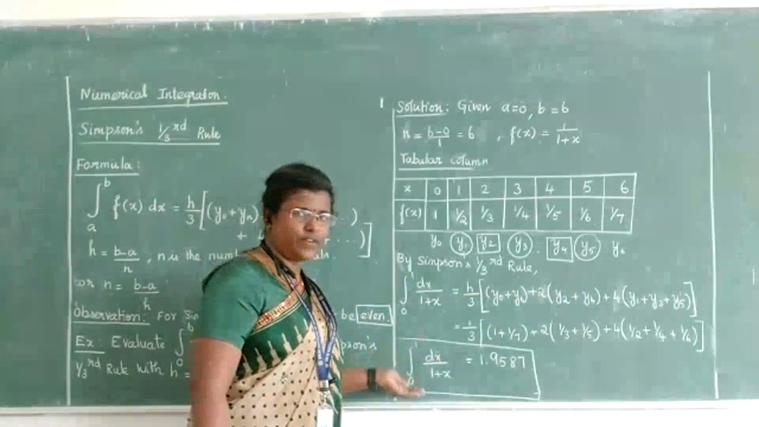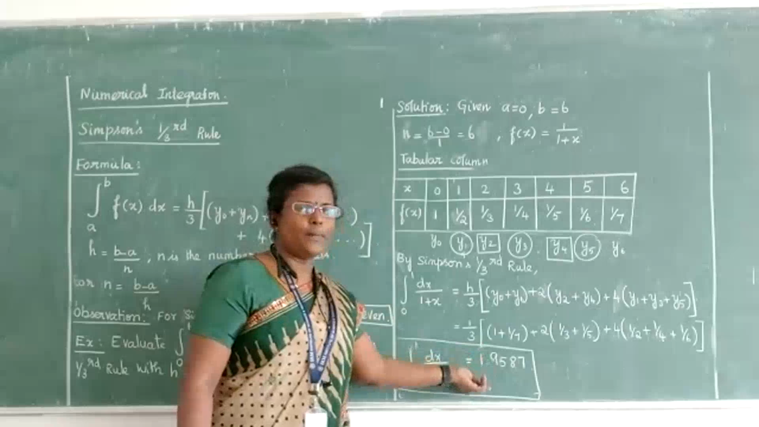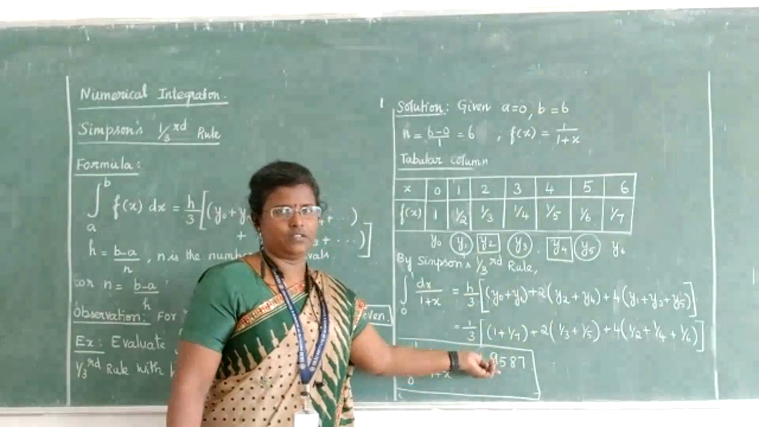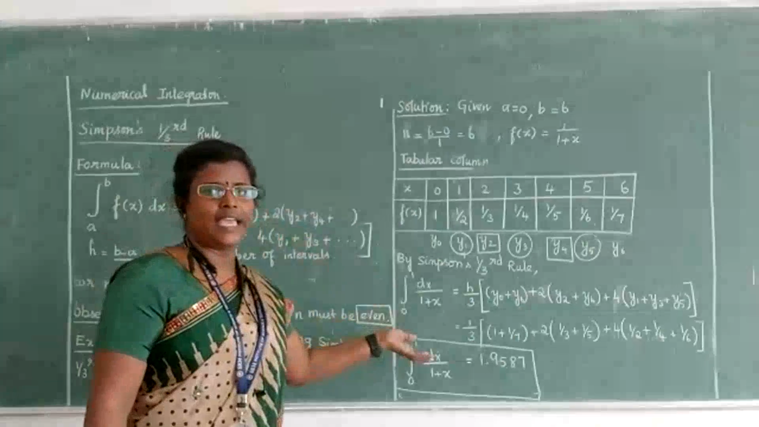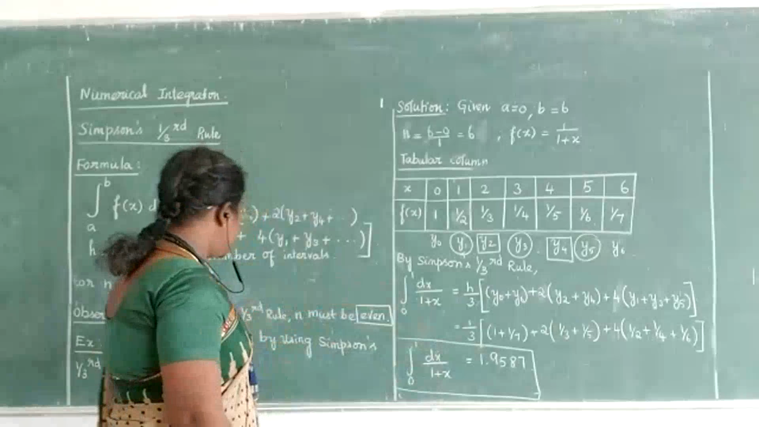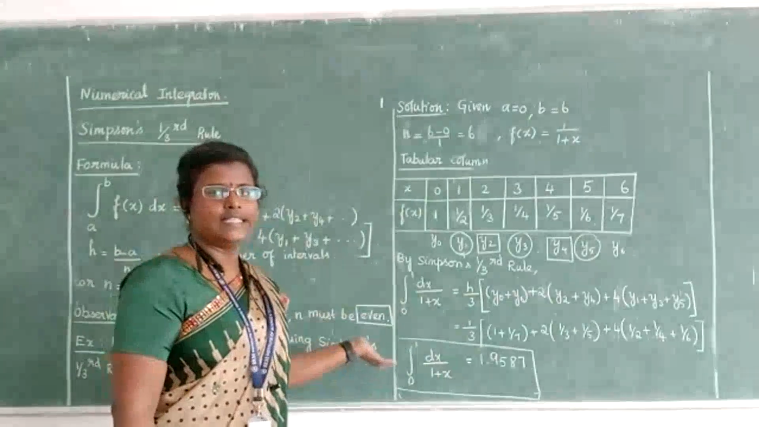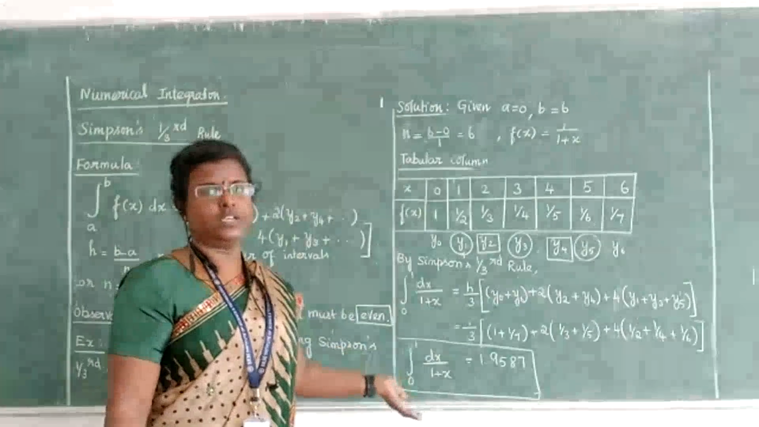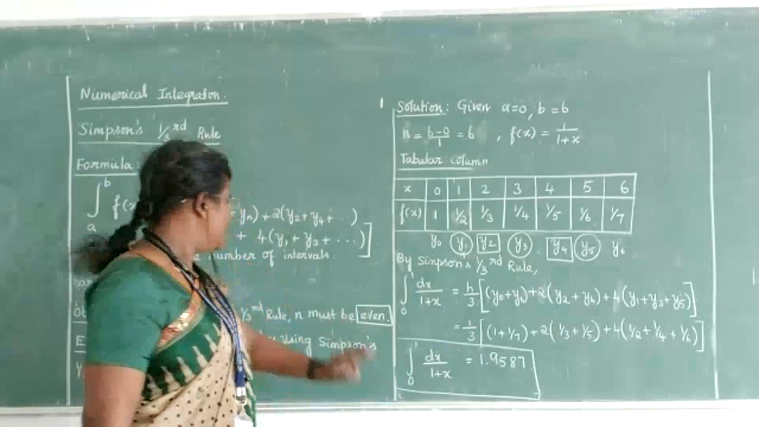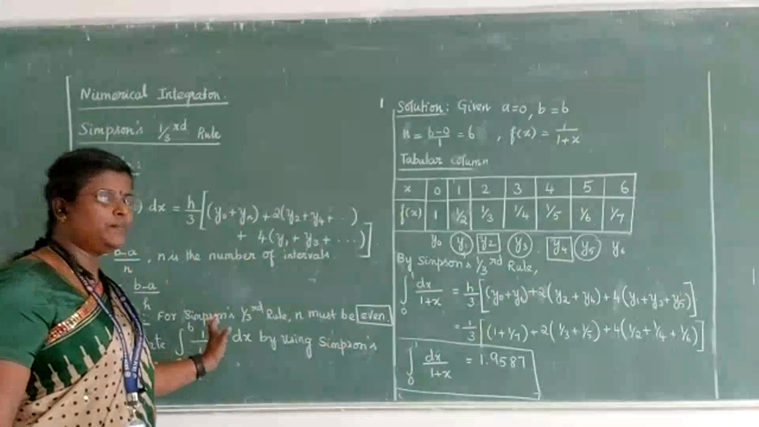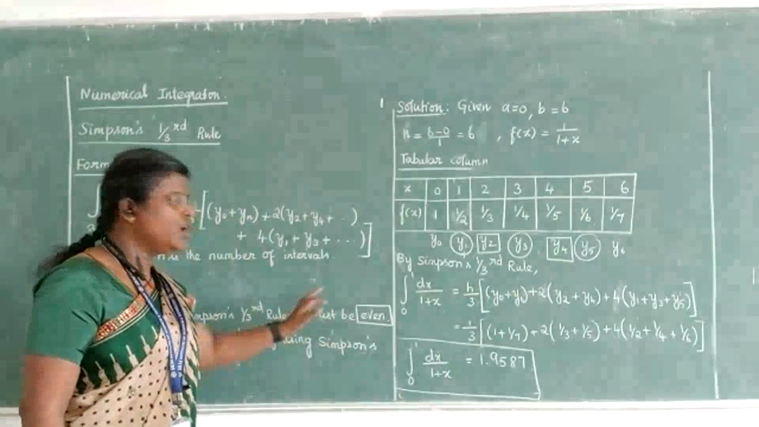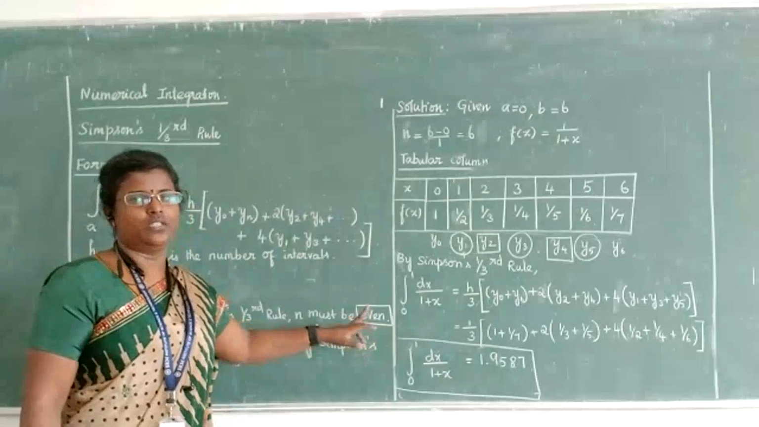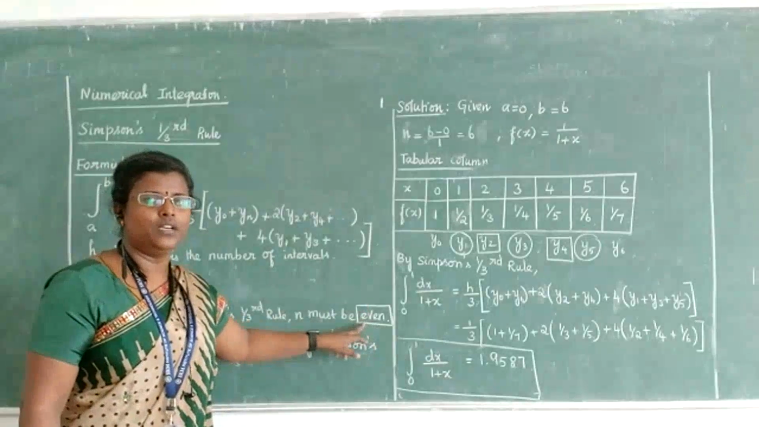The final value of this integration is 1.9587. In this way, I can find the value of this integration using Simpson's 1/3 rule. The main thing to observe is that for applying Simpson's 1/3 rule, n must be even. This is a very, very important note.